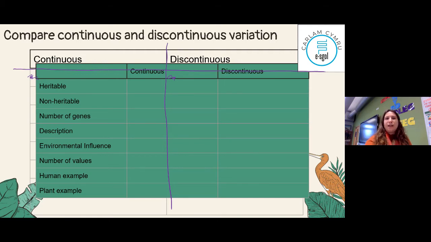So now that you can directly compare them, does continuous have it? Does continuous have it? Okay, this isn't how you'll answer your exam, but you can use this right now to help you start comparing. So is it heritable? Tick or cross. Is it non-heritable? Tick, cross.